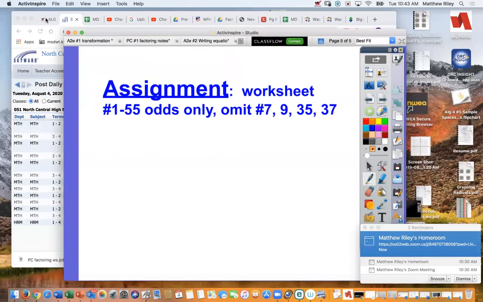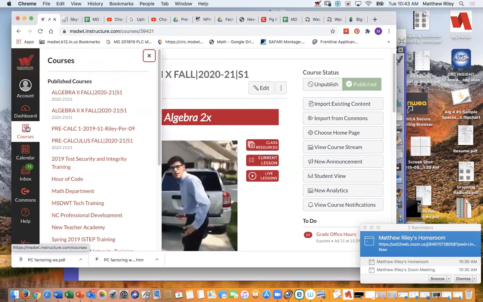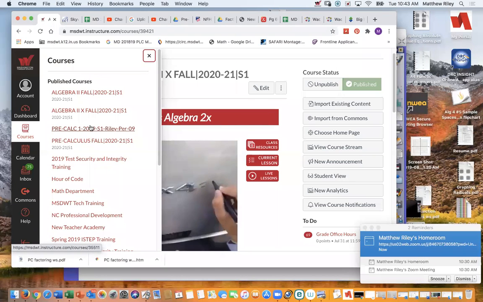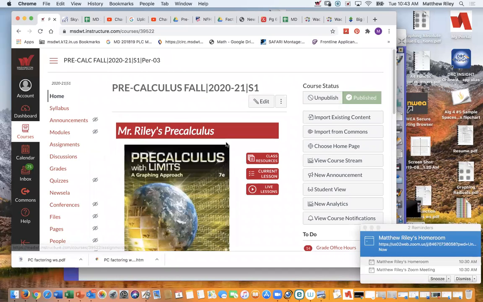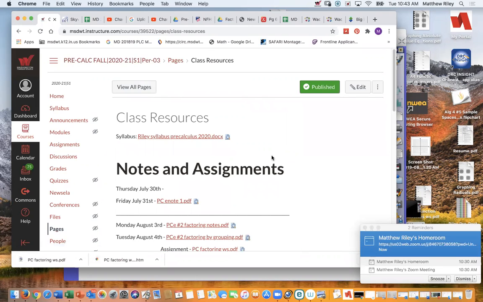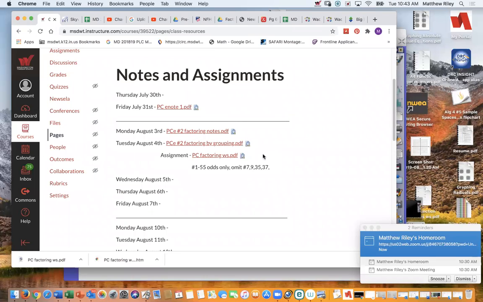Where can you find the worksheet? The same place you find all of your worksheets or all of your stuff. What are the numbers we're supposed to omit again? It's up here, so I'll show you again. So class resources. It says 1 through 55, odds only. So that's 28 questions minus these 4, it's 24 questions.